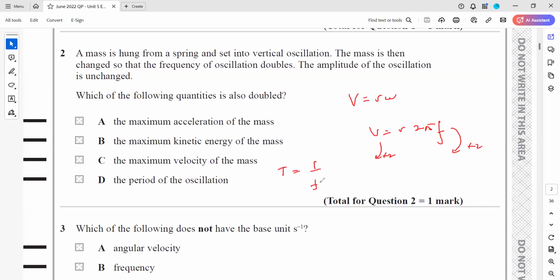Time period and frequency are reciprocal. If the frequency is doubled, the time period will be half. The maximum velocity will be doubled. The kinetic energy will be 4 times. The maximum acceleration is a = rω², and ω is 2πf, so we can write (2πf) squared. So if the frequency is doubled, a will be 4 times as well. So what is doubled is the velocity.